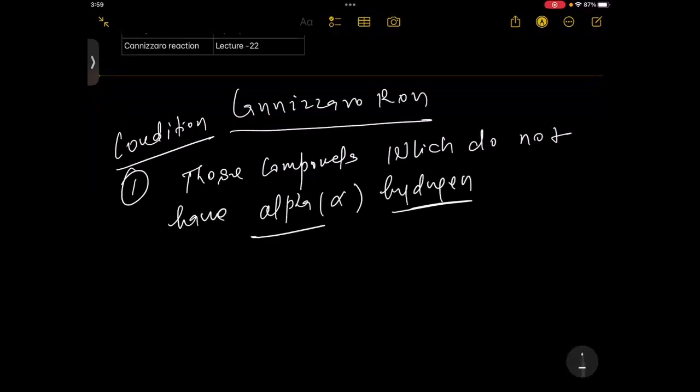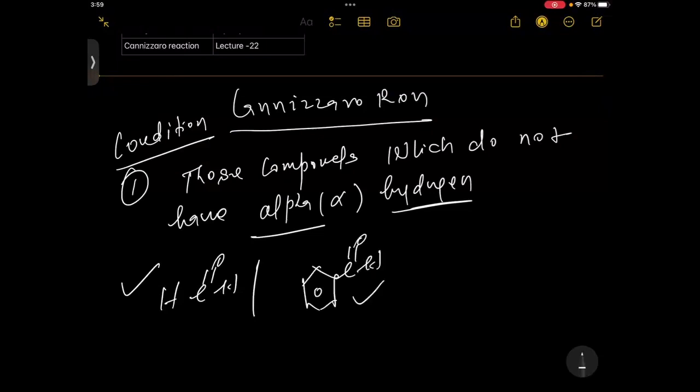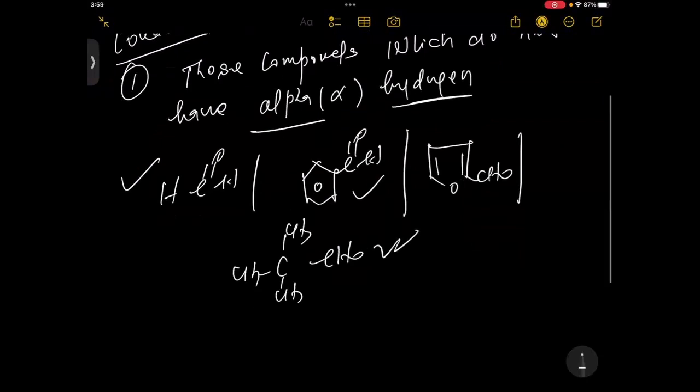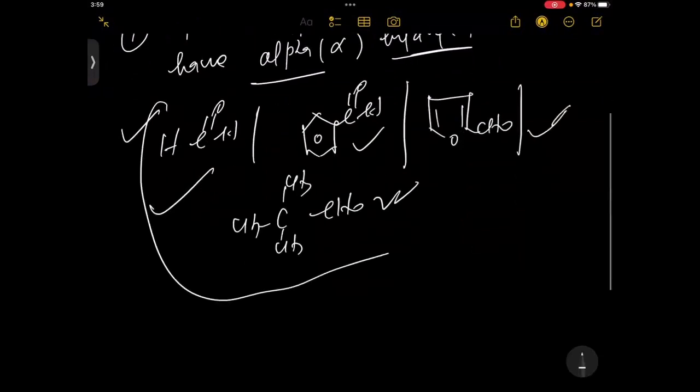What does that mean? See here, formaldehyde does not contain alpha hydrogens. Similarly, one more compound here also does not have alpha hydrogens, and is also involved in the Cannizzaro reaction. Similarly, here you can check that also is involved. And (CH3)3C-CHO is also involved in the Cannizzaro reaction. So these compounds do not contain alpha hydrogen and will be involved in the Cannizzaro reaction.